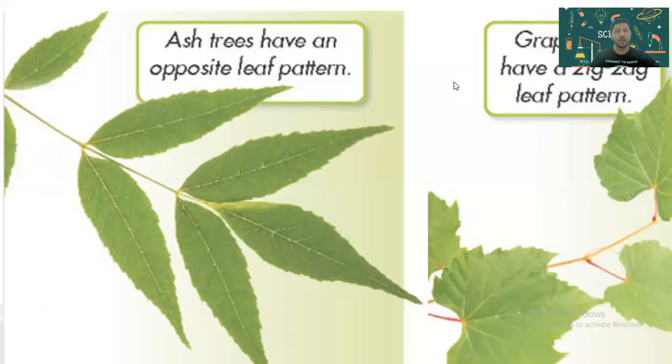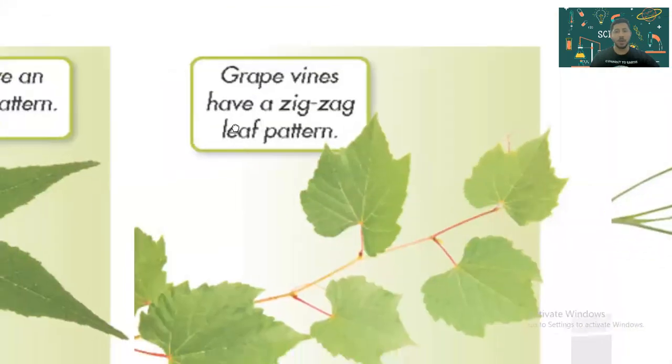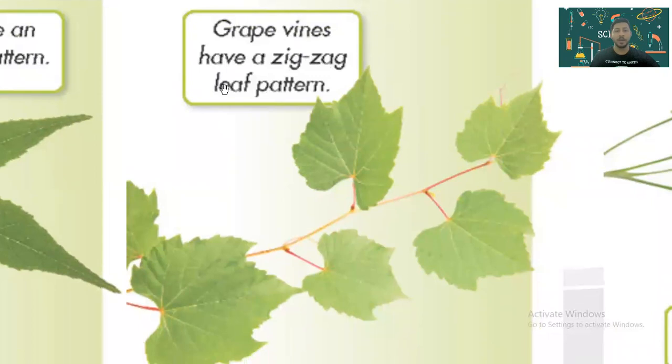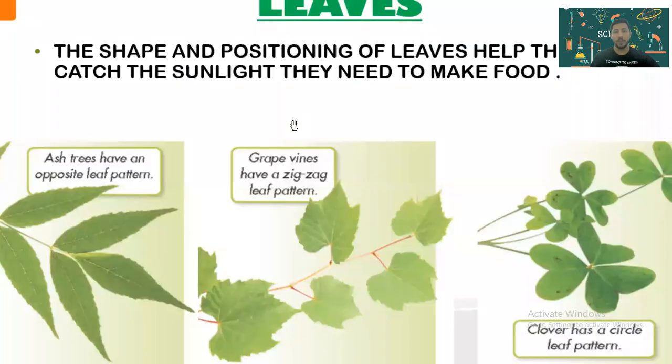The second pattern and the second shape of leaves, like in grapevines, is a zigzag leaf pattern. Zigzag leaf pattern, it's like this. It's a zigzag shape of leaves.